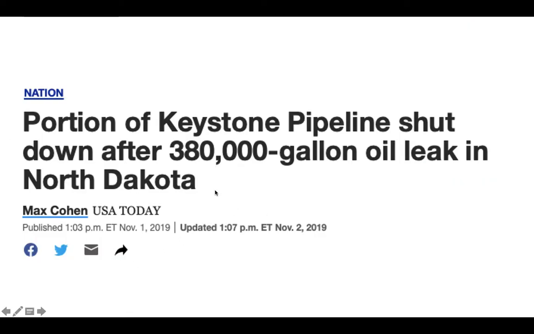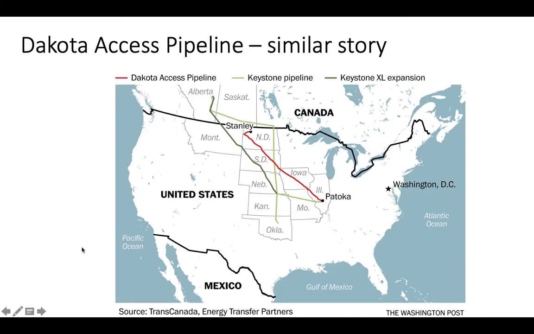There's massive leaks with the pipelines, 380,000 gallon oil leak in North Dakota from the Keystone Pipeline, that's a lot of oil. Can have significant impacts on the ecosystem. And there's another pipeline you may have heard of. The Keystone Pipeline's in green.